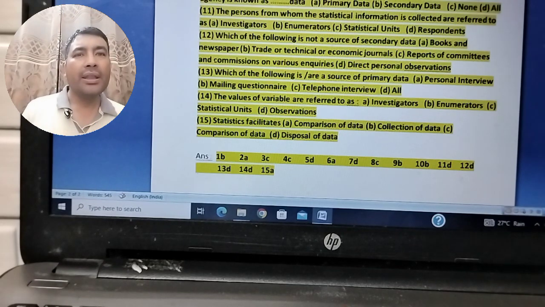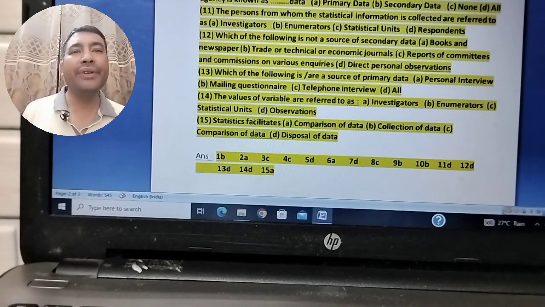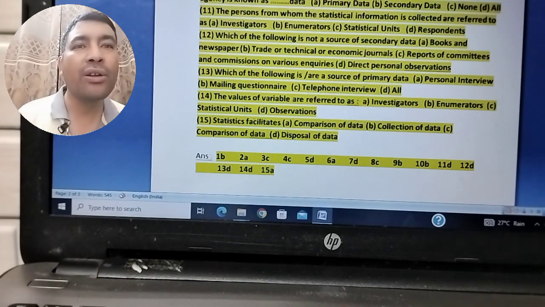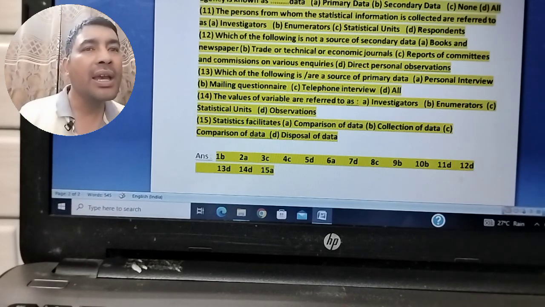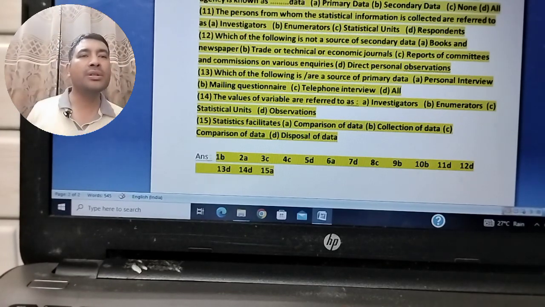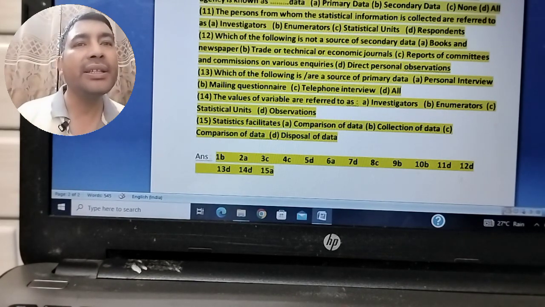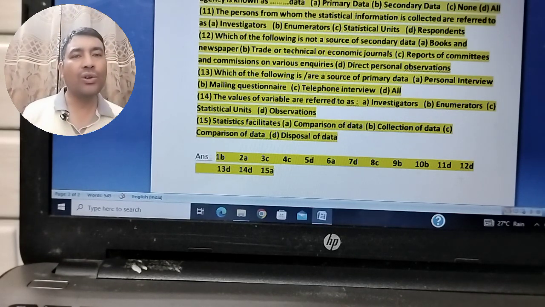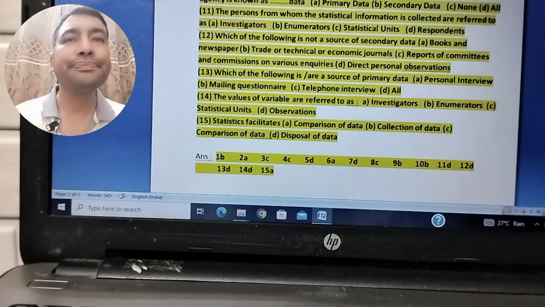Question number 14. The values of variables are referred to as investigators, enumerators, statistical unit, or observations? Investigators are the persons who investigate something. Enumerators are the persons who assist investigators. Statistical unit means kilometer, gram, weight, height; that is a unit. So the right answer is that values of the variables are known as observations.